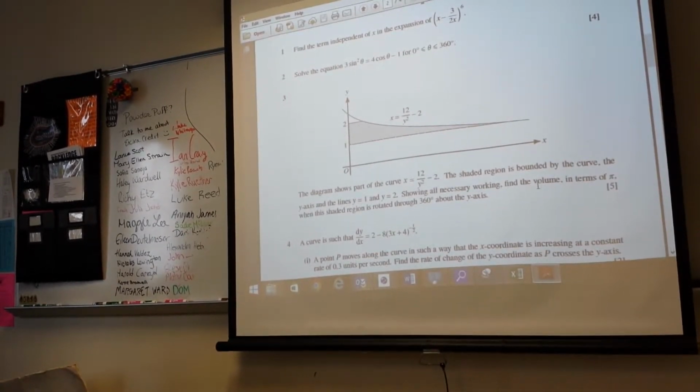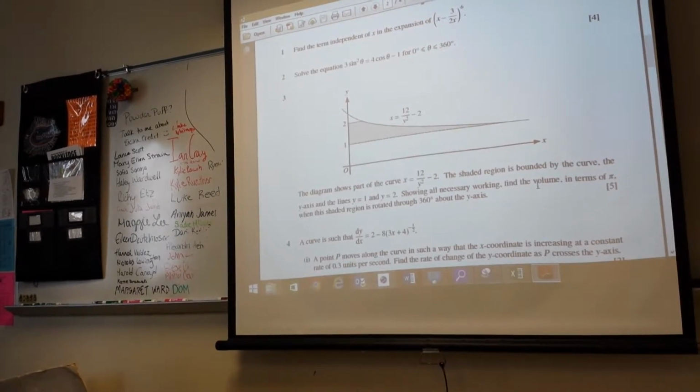Number 3, they put this really high up in the numbers. That's crazy. The diagram is x equals 12 over y squared minus 2. The shaded region is bounded by the curve, the y-axis, and the lines y = 1 and y = 2. Showing all necessary working, find the volume in terms of pi. So your answer needs to have a pi in the end.